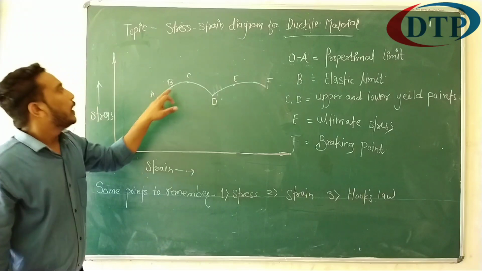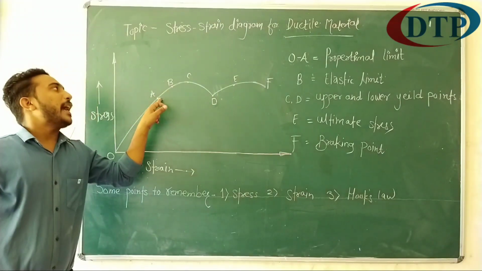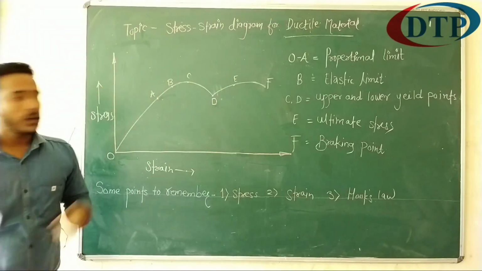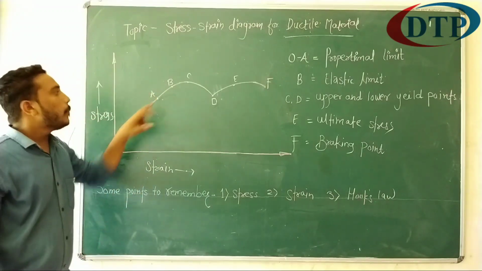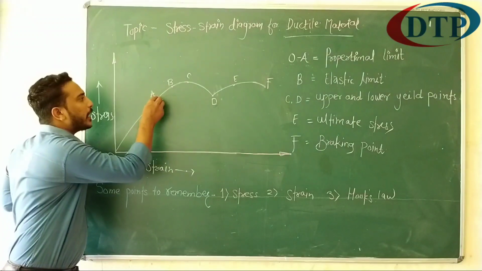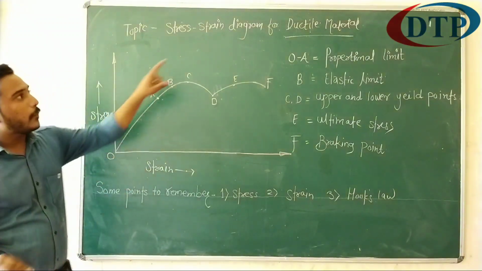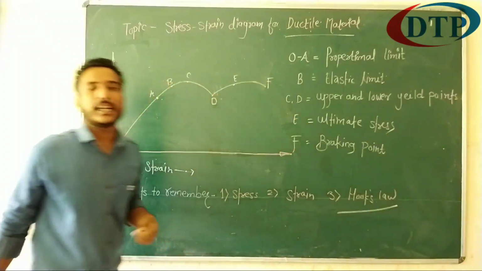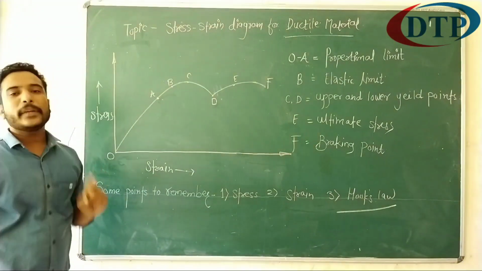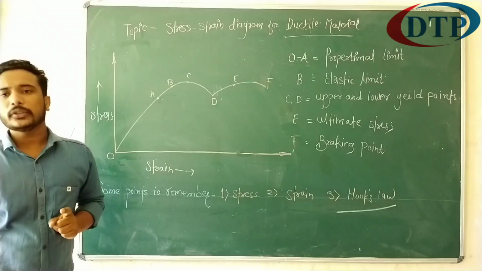After point A to B, the diagram tends to curve. That means only up to point A, the stress strain diagram for ductile material follows the Hooke's law. That means within elastic limit, stress is directly proportional to strain.